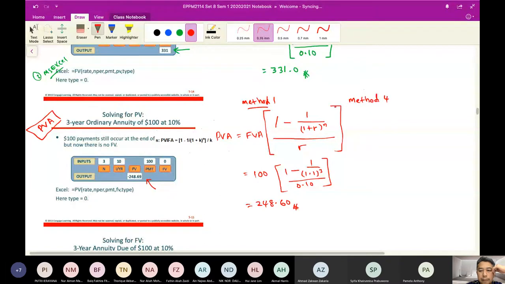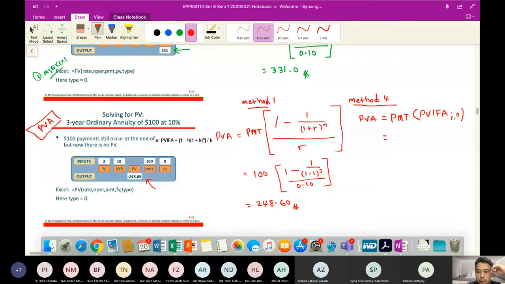So for method number four, how should you write? You should write present value equal to future value. It is not future, I think. I need to correct this one. It is not future, it is payment. Sorry. We need to put over here payment, PMT, payment, yeah? Payment times present value interest factor annuity, I, N.